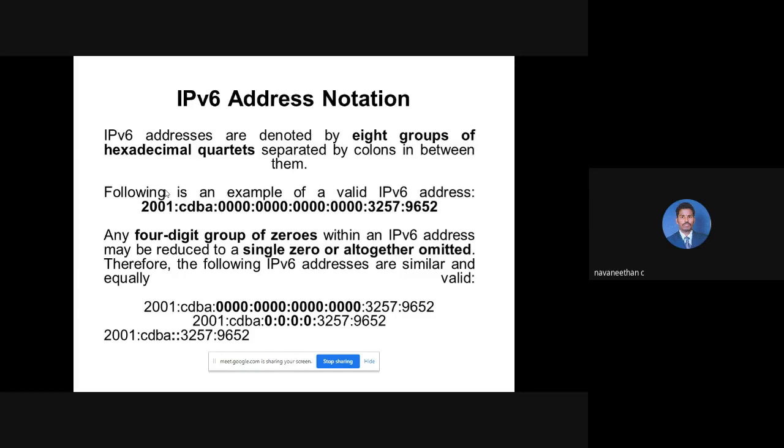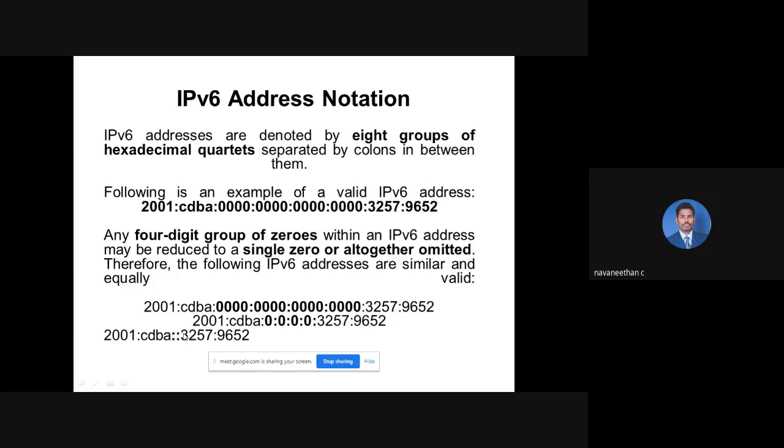Here I have given a simple example: 2001:CDBA and so on. See, we have a series of zeros. Students, if you are finding a series of zeros, it is very simple. Any 4-digit group of zeros within an IP address may be reduced to a single zero, or altogether it can be omitted. How, in the sense? See here, this 4-digit zero can be omitted. Or altogether, if you want to omit the entire zero group, these four digits can be replaced by a single zero.